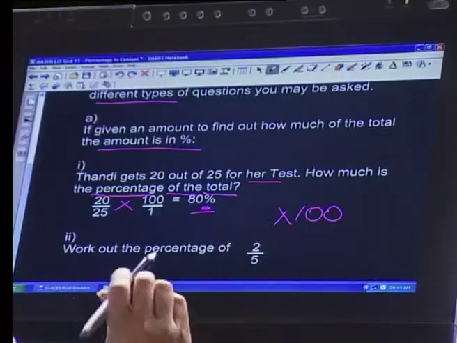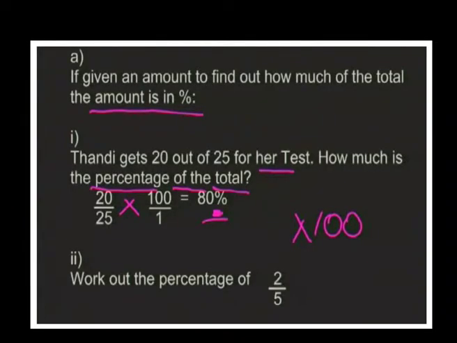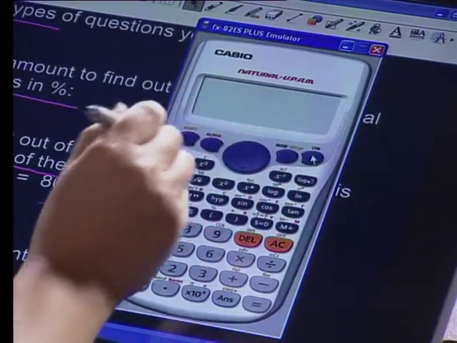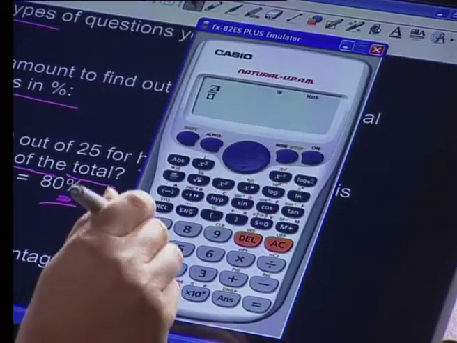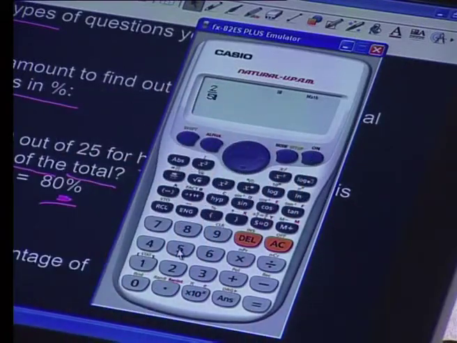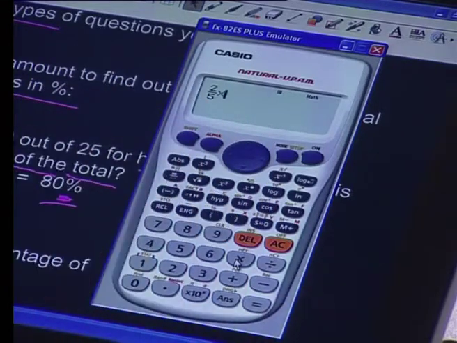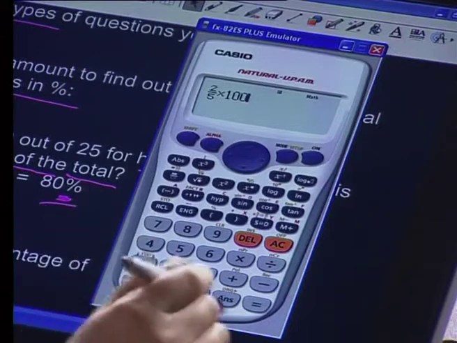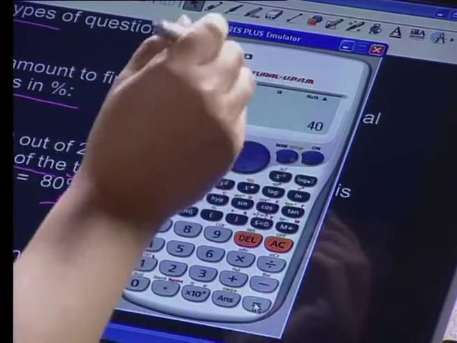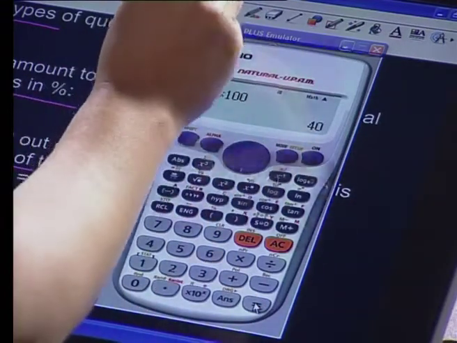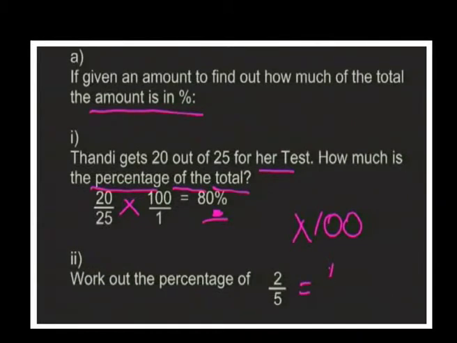So if we work out the percentage of 2/5, on our calculator we're going to use our fraction button, 2 divided by 5, and then we want a percentage. So what did I tell you? We need to multiply by 100 equals 40%. So we can write it in here. That equals 40%.